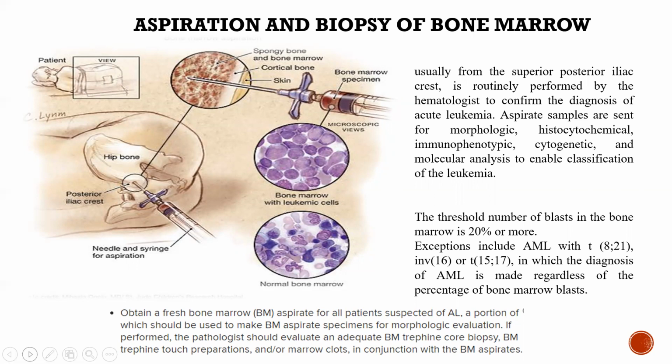Fresh bone marrow aspirate should be obtained for all patients suspected of acute leukemia, a portion of which should be used to make aspirate smears for morphologic evaluation. If performed, the pathologist should evaluate an adequate bone marrow trephine core biopsy, touch preparation, and marrow clots in conjunction with the bone marrow aspirates.